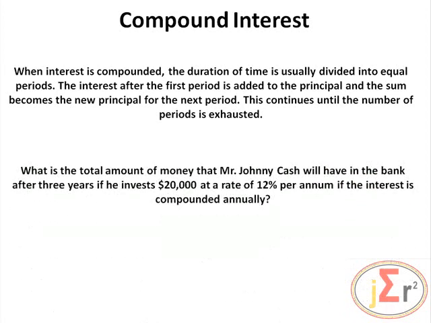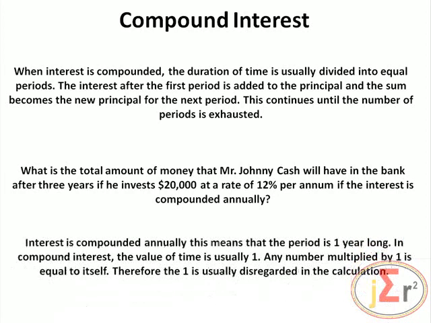What is the total amount of money that Mr. Johnny Cash will have in the bank after 3 years if he invests $20,000 at a rate of 12% per annum, and interest is compounded annually? Interest is compounded annually. This means that the period is 1 year long. In compound interest, the value of time is usually 1. Any number multiplied by 1 is equal to itself. Therefore, 1 is usually disregarded in the calculation.